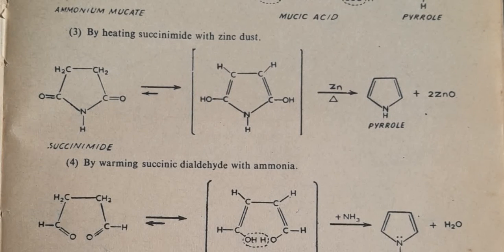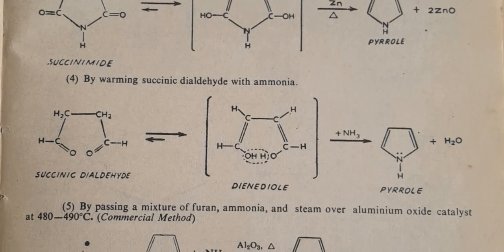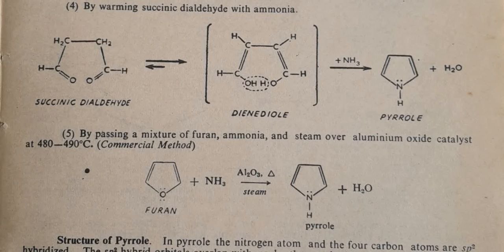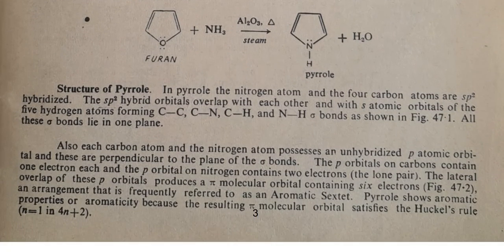Now another method also reported in the literature, succinimide. From succinimide, you will get this product and this product undergoes zinc reaction, you will get the pyrrole. So you have to remember 2 and 3 reactions for the preparation of pyrrole. We have another, succinic dialdehyde, you will get the pyrrole. Furan reacts with the ammonia, you will get the pyrrole. So you have to remember only 2 and 3.